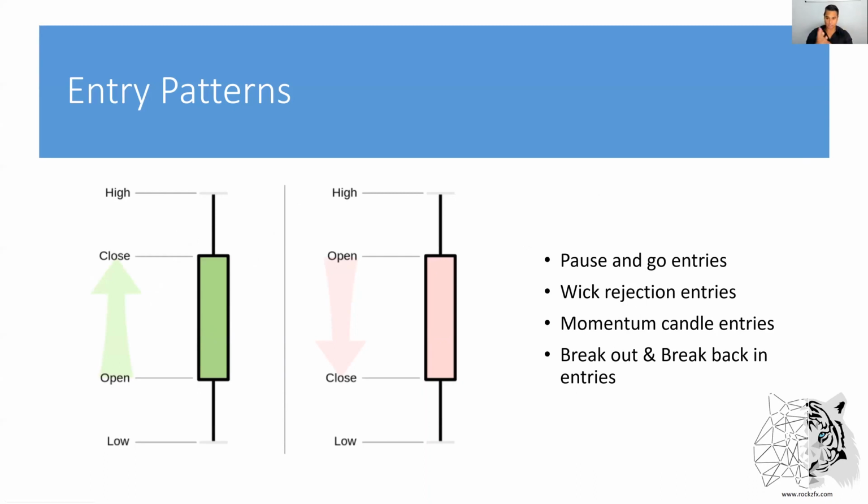Entry patterns. These are the 4 you're going to be working with. Pause and go entries. Wick rejection entries. Momentum candle entries. Breakout and break back in entries. This is all you are working with. Now, I'm not saying there's a 2 candle, 3 candle rule, 1 candle, 10 candle rule, side by side, up, down, left, and right. Just understand what I'm telling you now.